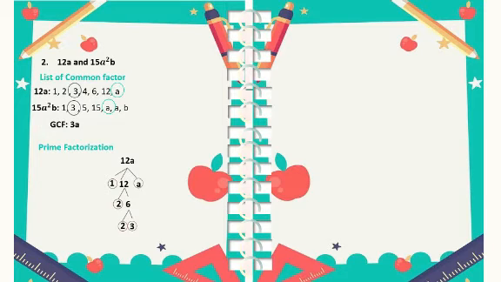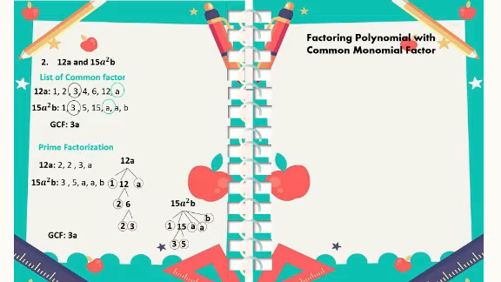Next, prime factorization of 12a. We have 1 times 12 times a. Since 12 is not a prime number, we're going to break it down into 2 times 6. 2 is prime, but 6 is not, so we break it down into 2 times 3. So the prime factorization of 12a is 2 times 2 times 3 times a. Next, in 15a squared b, we have the factors 1 times 15 times a times b. Since 15 is not a prime number, we break it down into 3 times 5. So the prime factorization of 15a squared b is 3 times 5 times a times a times b. So what is the greatest numerical value here? It is 3, so the GCF is 3a.